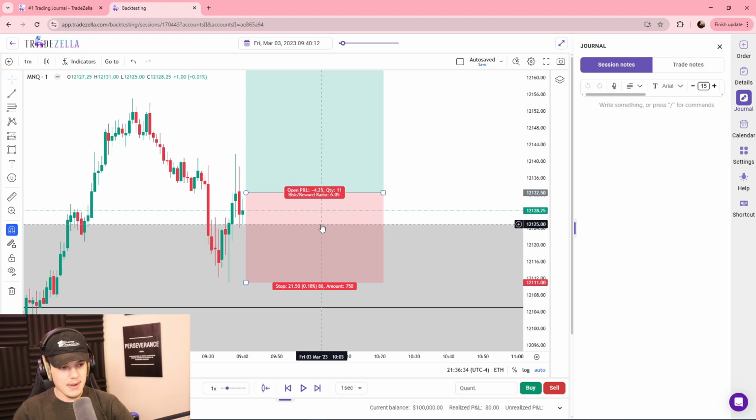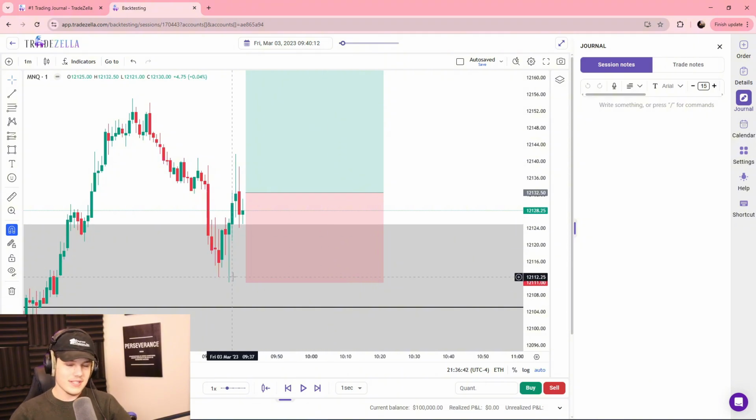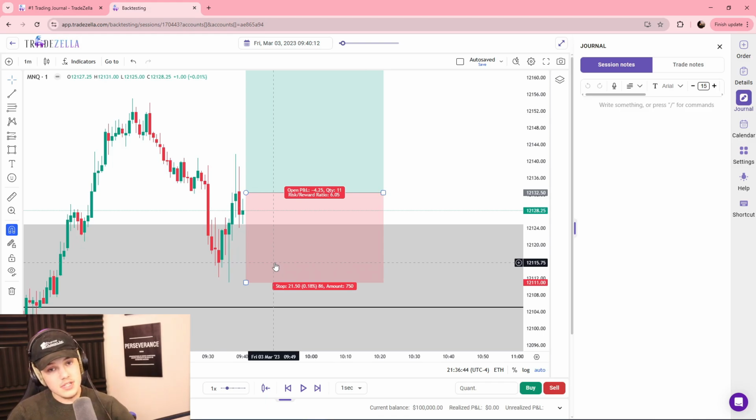Now, I need to calculate my position size here. So 21.5. I'm going to be risking $500 on this trade. 500 divided by 21.5 divided by 2. That's 11.6 contracts. I'll round to 11. You always undervalue. You always round under and not over.